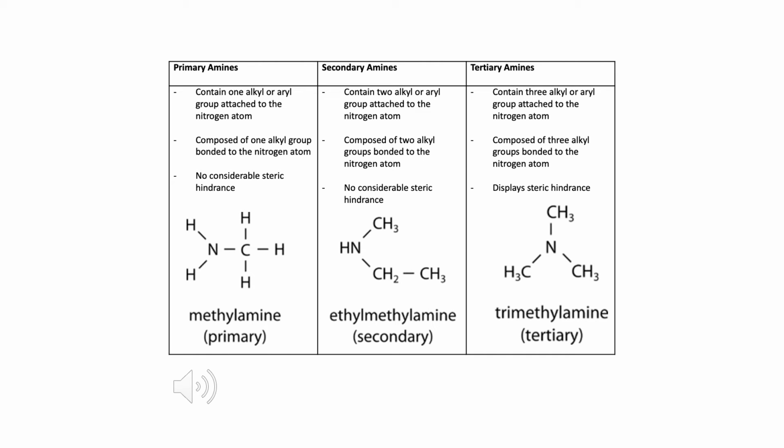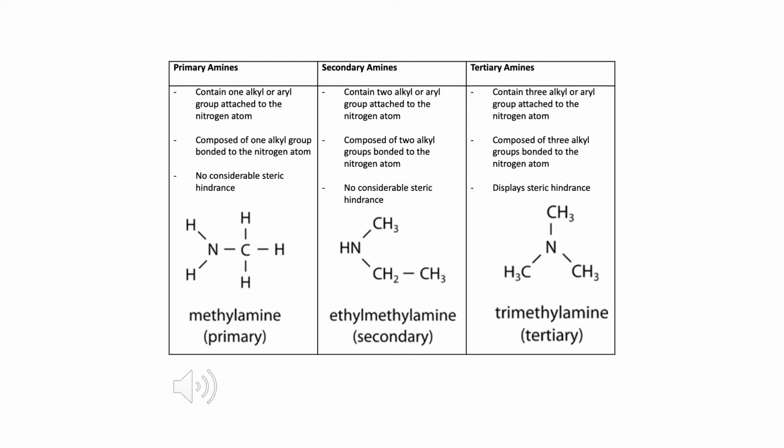Going into more detail of the molecular structures of each primary, secondary, and tertiary amine. The first one, the primary amines, contain 1 alkyl group attached to the nitrogen atom, composed of 1 alkyl group bonded to the nitrogen atom. There is no considerable steric hindrance. Below you can see a molecular structure of methylamine, and we can see that there is one alkyl group attached to the nitrogen atom, which is why it is considered a primary amine.